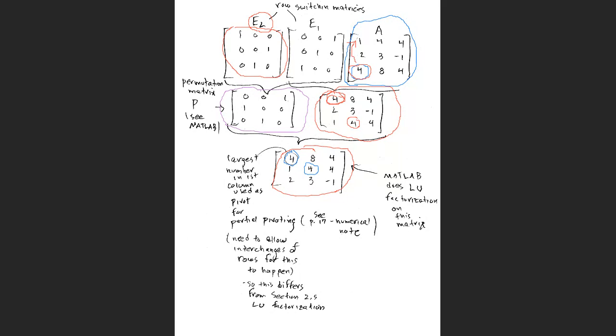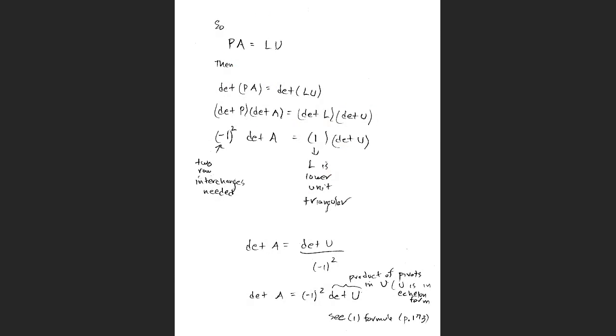This is what partial pivoting is. So like I said, it differs from LU factorization in the textbook, but for MATLAB assignment number 2, it's very important. You have to understand it so that when you run MATLAB code for LU factorization, you can see what it's doing. Now, let me just mention here, we have that P times A equals L times U.